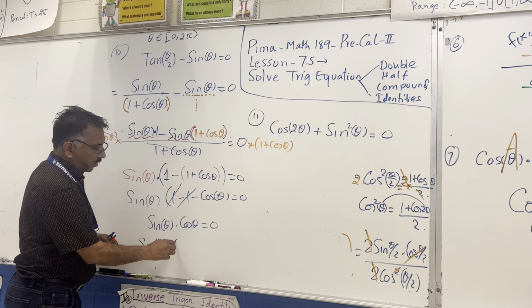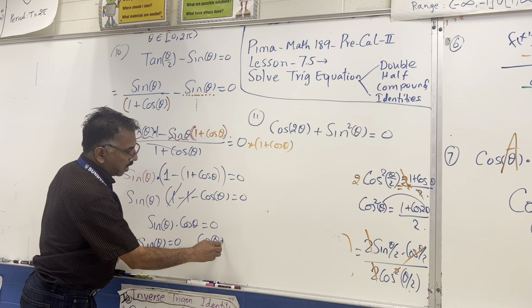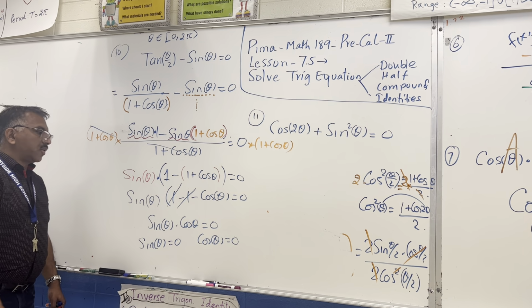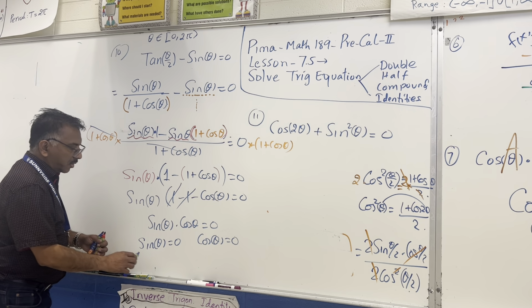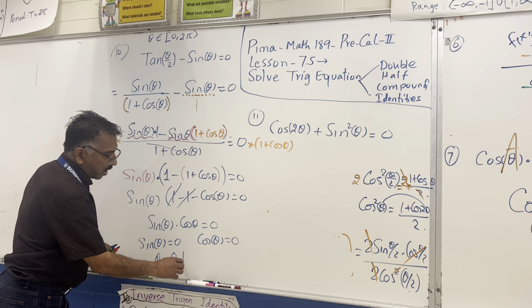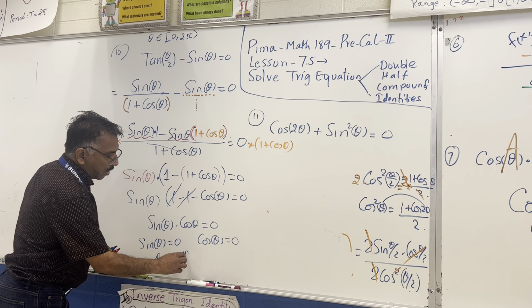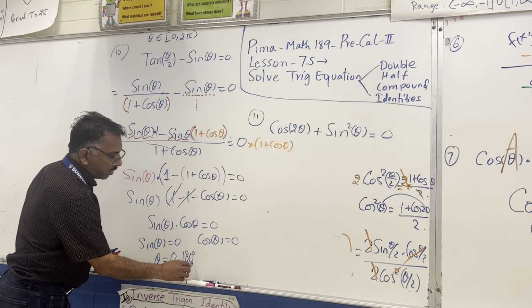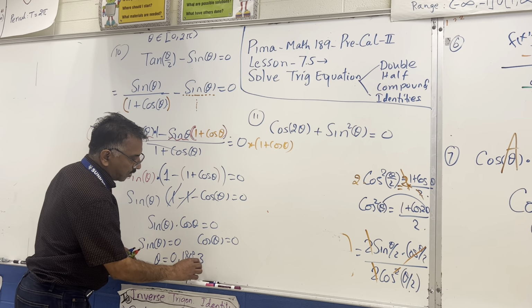So one of them is 0. Either the first one is 0 or sine theta is 0. So the question is, when is sine theta 0? Theta is 0, sine 0 is 0, sine 180 is 0. I'm going to use this, there is a reason, and then also 360.